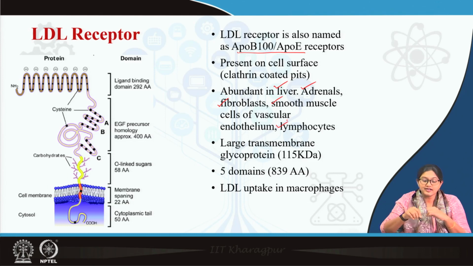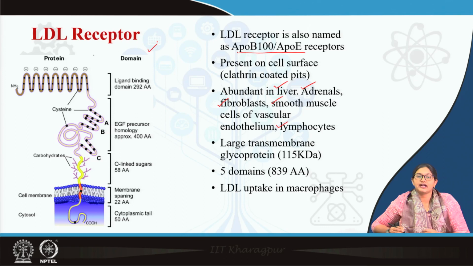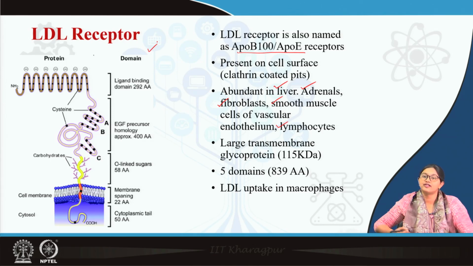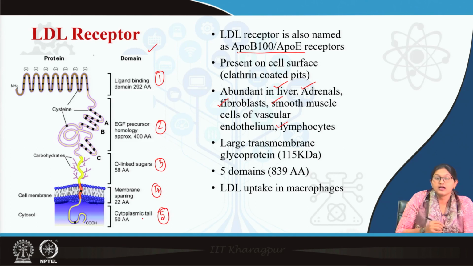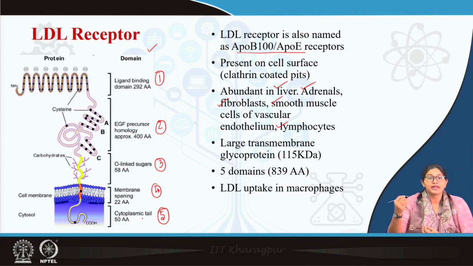As you can see in this diagram, it is a large transmembrane glycoprotein receptor of around 115 kilodalton molecular weight. This receptor has 5 domains, and the mature receptor is 839 amino acids long, containing 5 domains. So, these are our 5 domains. The first domain is the ligand binding domain. The ligand binding domain is the N-terminal domain. It protrudes outside the cell surface.